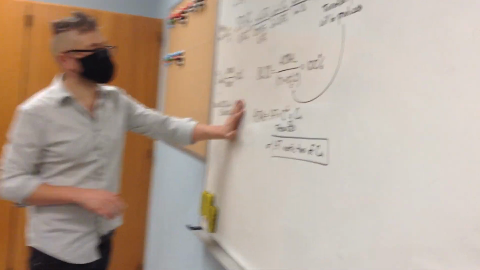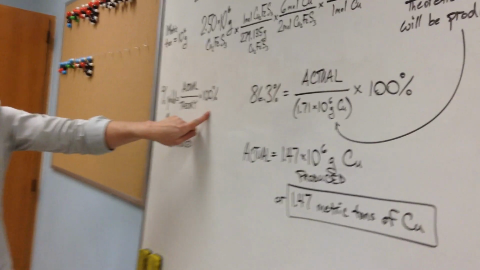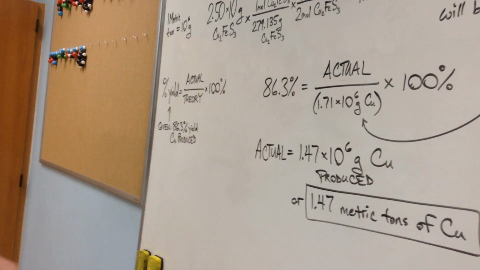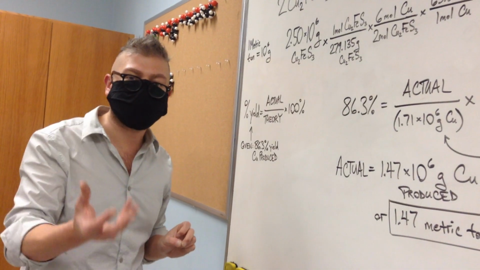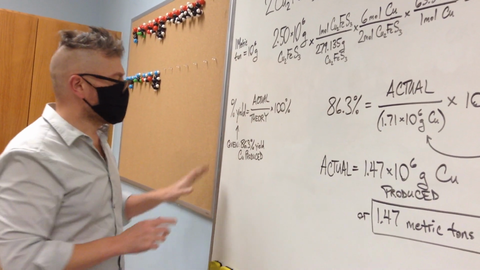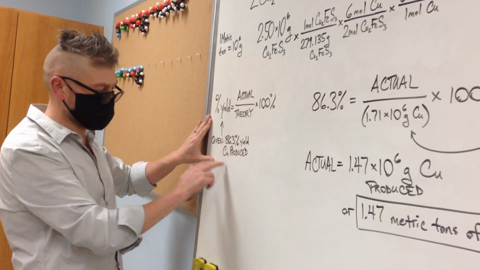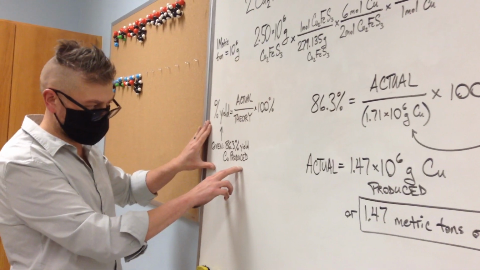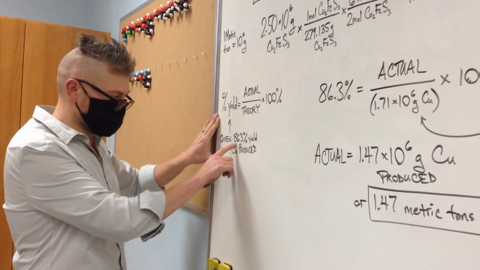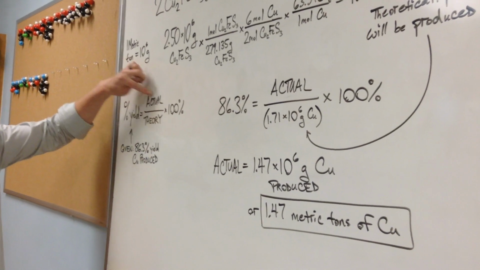The last thing I thought I would do, I think one of the other problems had a percent yield in it. And percent yield is actual over theoretical times 100%. Let's understand what we mean by actual. Actual is reality. It's what is actually produced. Theory is based upon our calculation. Okay? So in this problem, they gave me an 86.3% yield of copper produced. That's an important thing. So they are asking me to solve for actual.